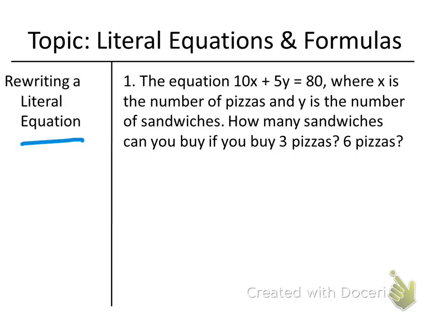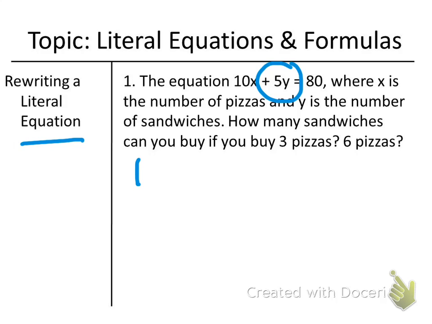So number one, we're going to write the equation 10x plus 5y equals 80, where x is the number of pizzas and y is the number of sandwiches. How many sandwiches can you buy if you buy 3 pizzas, 6 pizzas? So what we need to do is rewrite this equation for y.